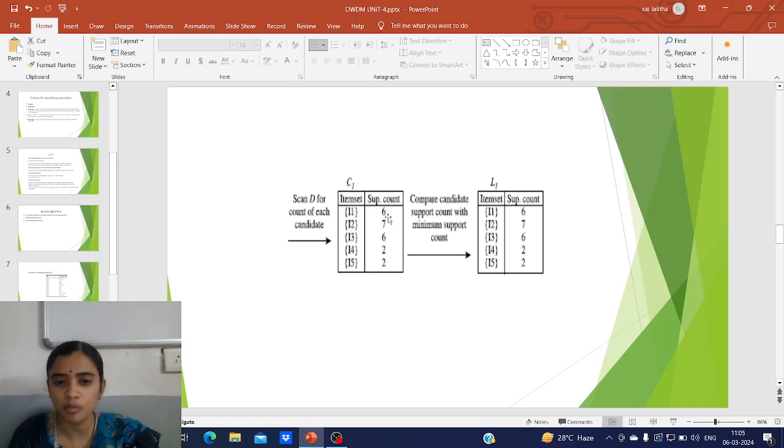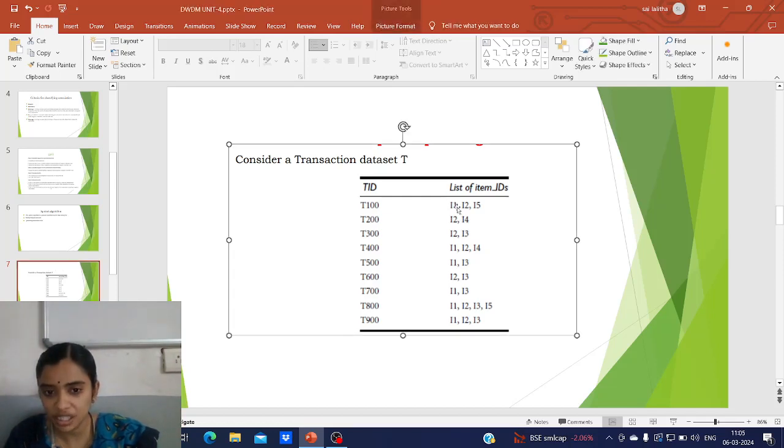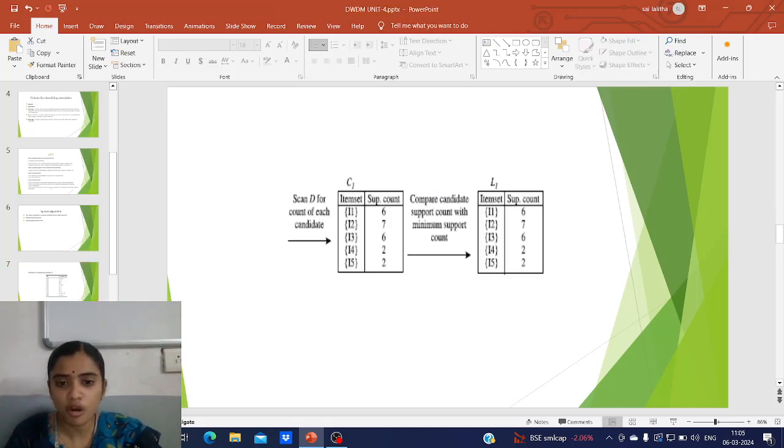I will explain how to calculate the support count for I1. We have 9 transactions, and we count how many times the I1 item is repeated in different transactions. I1 is repeated in transaction 1, transaction 4, transaction 5, transaction 7, transaction 8, and transaction 9. So finally it is repeated 6 times. So the support count for I1 is 6. The remaining items you also have to calculate the support count like that.